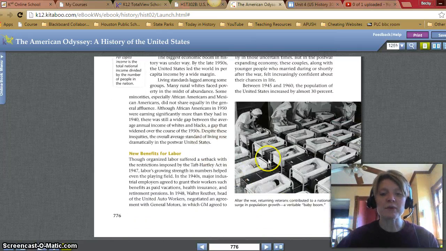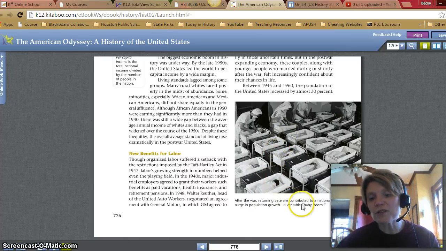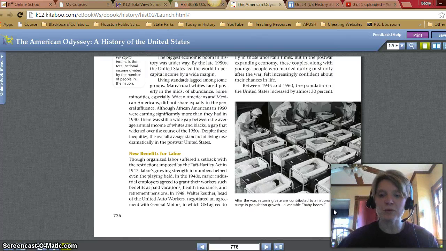New benefits for labor. Oh, let's look here on the left too, or the right, before we continue on. After the war, returning veterans contributed to a national surge in population growth, a veritable baby boom. And we see a hospital nursery there in the photo with many, many babies.